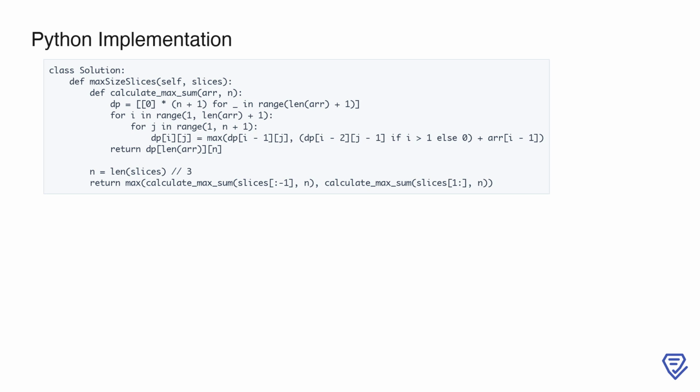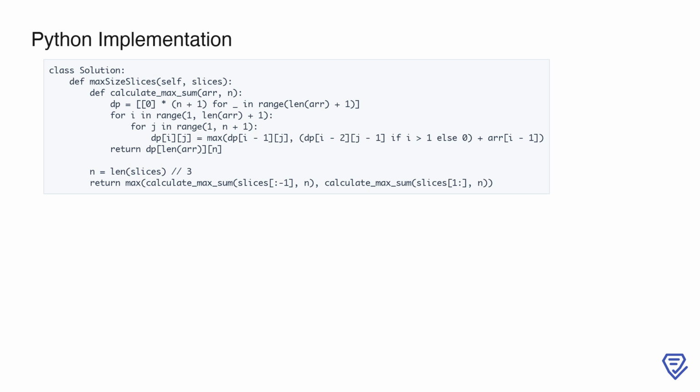Explanation. 1. Circular dependency handling. The circular nature of the problem means the first and last slices cannot both be selected. To handle this, the problem is split into two scenarios. Exclude the last slice and solve for the first n slices. Exclude the first slice and solve for the remainder. The result is the maximum value from these two scenarios.